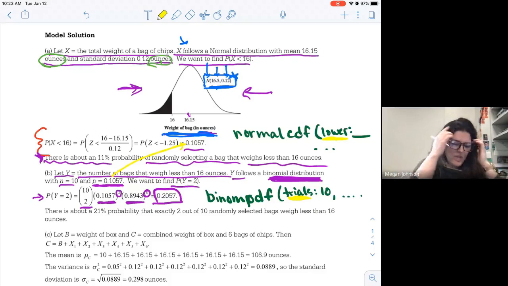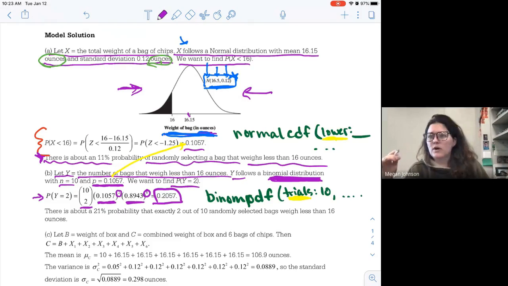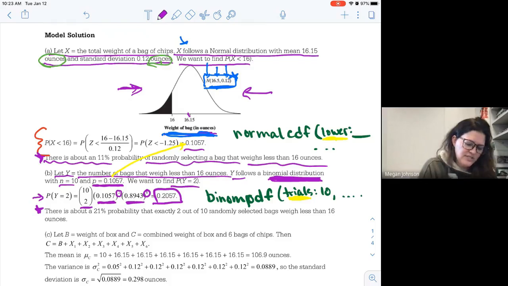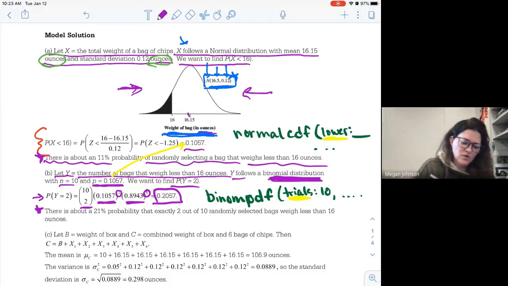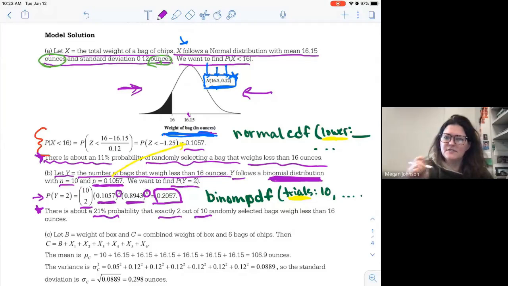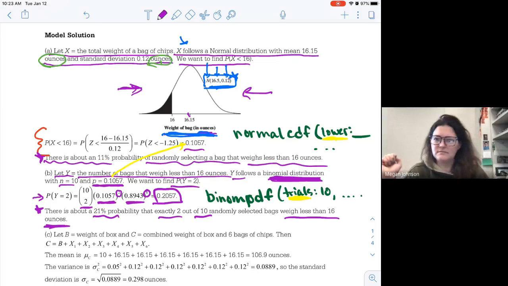Okay. Then they do the concluding statement where they just state basically what all the work that I just did tells me: there is about a 21% probability that exactly 2 out of 10 randomly selected bags weigh less than 16 ounces. Notice that they say the probability, they say exactly 2 out of 10, that gives you the successes in the trials, and they put it in context, weigh less than 16 ounces, they label it. There's a good conclusion, okay?